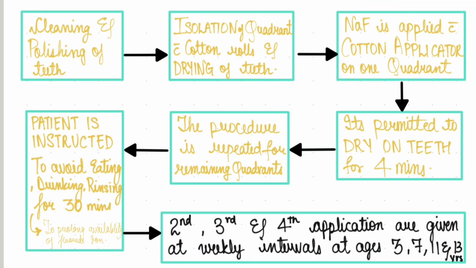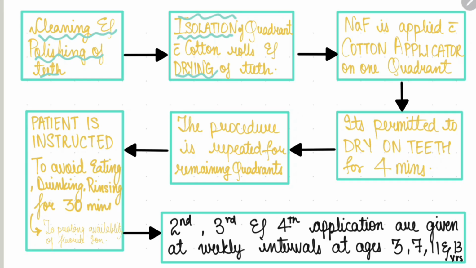So, what do we do? Before starting the application, we do cleaning and polishing of the teeth. We clean all the teeth, we remove all the debris, we polish the teeth surfaces. Then the second step is isolation. So all the quadrants are isolated with cotton rolls, and then we do the drying of teeth. So the first step was cleaning and polishing. The second step is isolation and drying. Isolation with what? Cotton rolls.